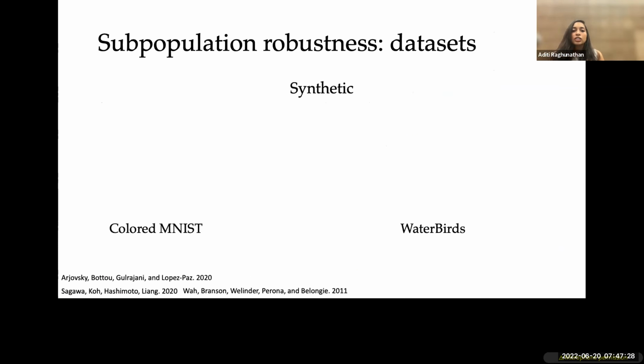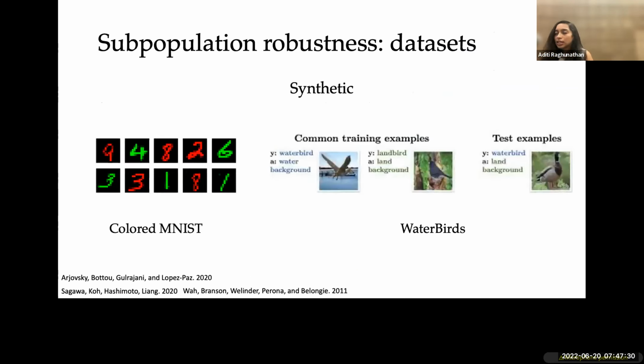So here are some examples of data sets that they've looked at in these different settings. A very common synthetic setting is colored MNIST, where we create a spurious correlation between the digits and the colors. As you can see, maybe the odd digits are one color and even digits are another color. We want to check whether the model can not just use color to make its predictions.